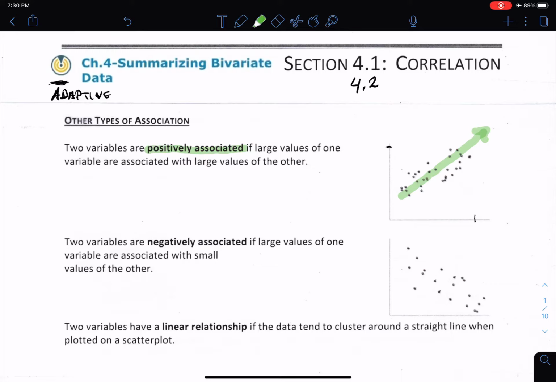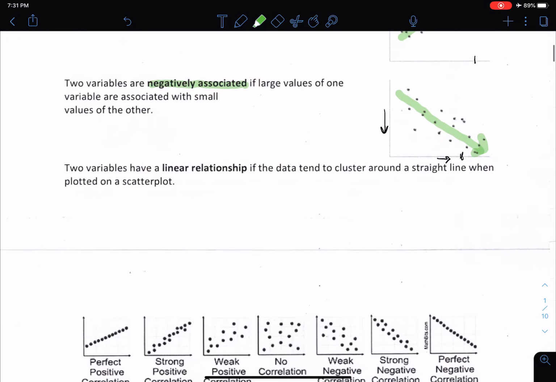And then we also have two variables are negatively associated, or they have a negative correlation, if the large values of one variable are associated with small values of the other variable. So as x gets large this way, y gets smaller this way, and if we did a line of best fit, we're just of course eyeballing it at this point, you can see that as you read from left to right, it's going down, and this is considered a negative association or negative correlation.